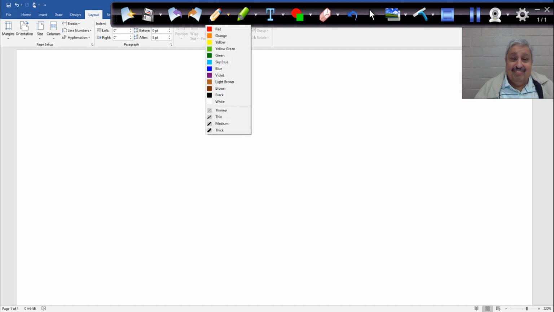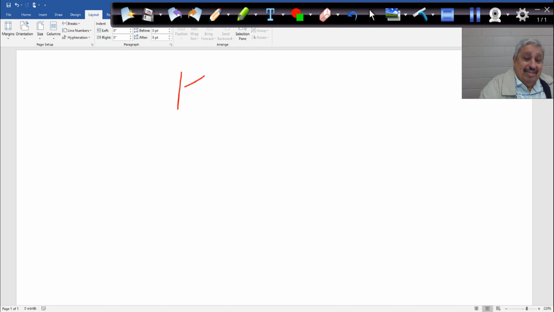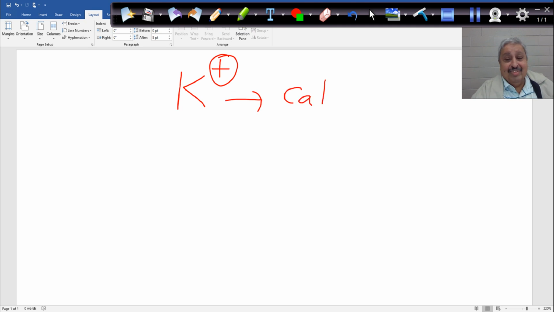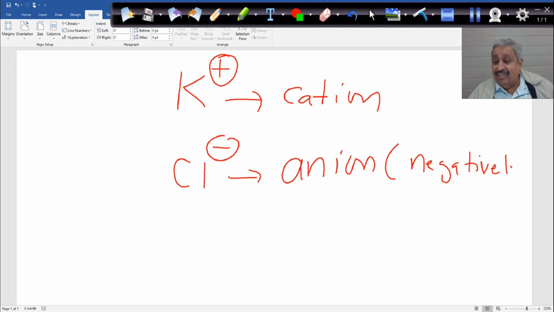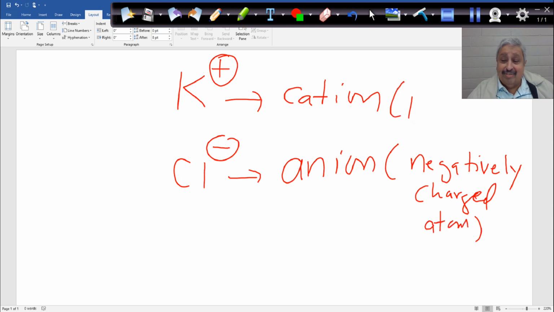I put here potassium, because it has a positive charge and is called a cation, and the chlorine is called an anion, meaning negatively charged atom, correct? And this is a positively charged atom. Now, the multiple choice question about cation.